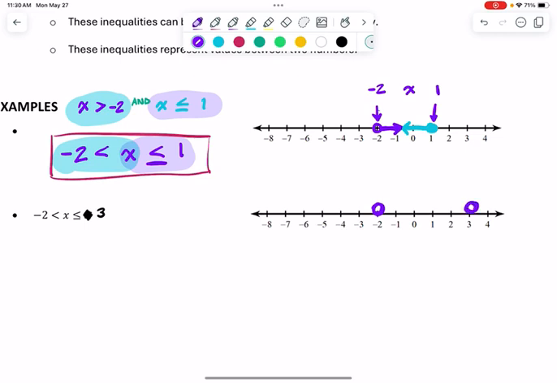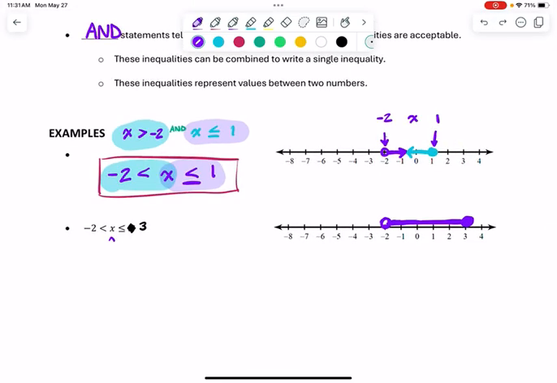Now the one at 3 is going to be a closed circle because I have an or equal to in my inequality. Now, if it's an and situation, those two regions are going to line up. They're going to connect because what it's saying is that my X value is going to be bigger than -2, right? X has to be to the right of -2, and it has to be to the left of 3. So my mega inequalities here will always make one solution region that's connected.